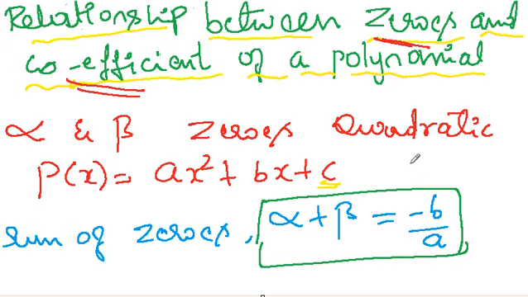And one more condition: a should not be equal to 0, because a is in the denominator. If it is 0, we get infinity, so we can't define the value.